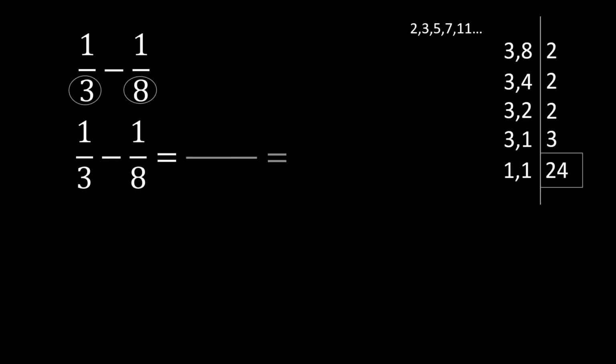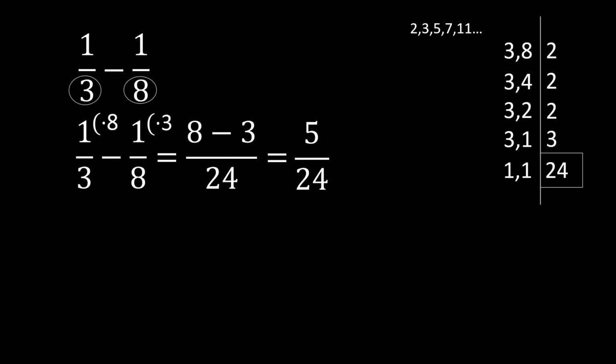Convert both fractions. 3 times 8 equals 24. 1 times 8 equals 8. 8 times 3 equals 24. 1 times 3 equals 3. Now subtract. 8 minus 3 equals 5. So the result is 5/24.